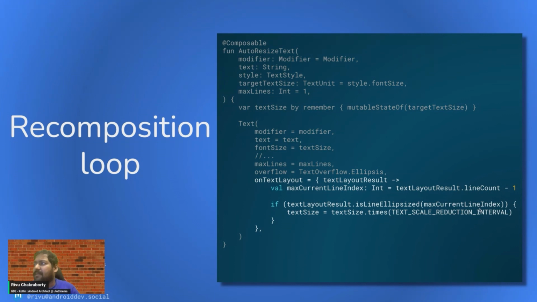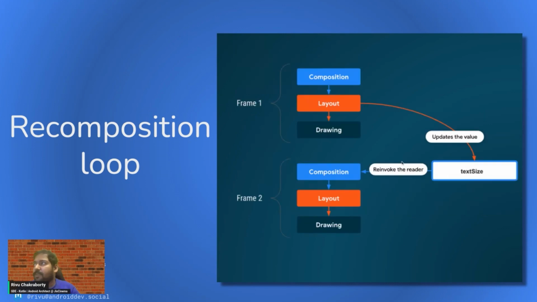A 90% or 80% reduction happens, and when this reduction happens, it will reinvoke the render, and this frame will be running again and again. It will continue until it reaches the point where it fits the max line, right? If we said max line is equal to 1 and the text was too big, it will keep reducing the text size until it has reached max line equal to 1 according to the code, and this thing will keep happening again and again. So this is a recomposition loop, which can be a performance issue.